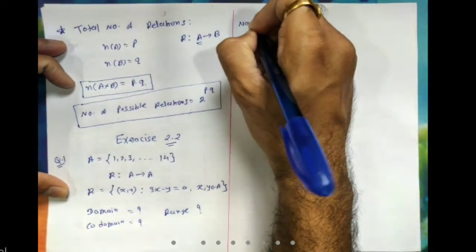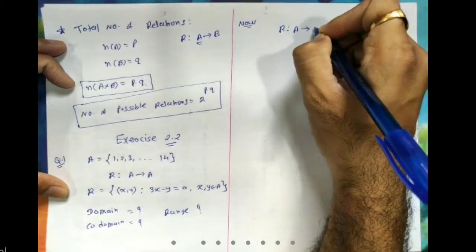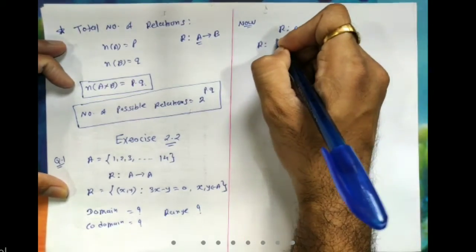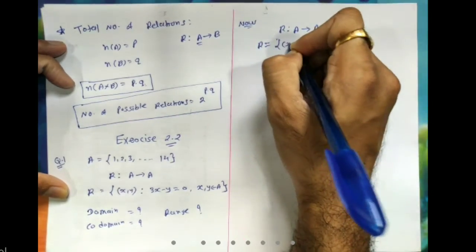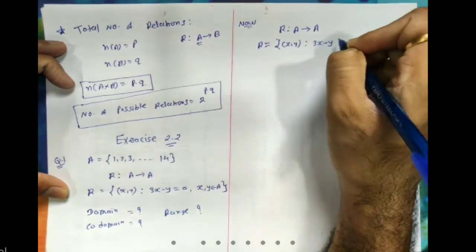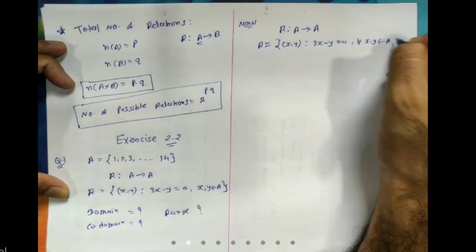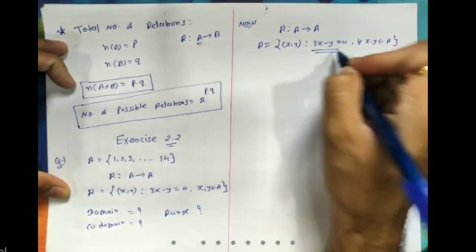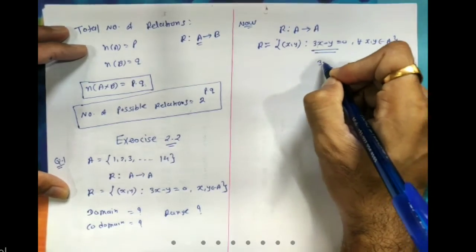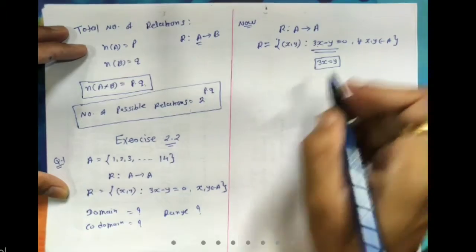Now we are writing our answer. First you have to write the relation: relation R from set A to A. Then you have to describe our relation. Relation R is all possible ordered pairs (x, y) such that 3x minus y equals 0, where all x and y belong to set A. This is our condition. Our elements must satisfy this condition. What is the meaning of 3x minus y equals 0? It is nothing but 3x equals y.